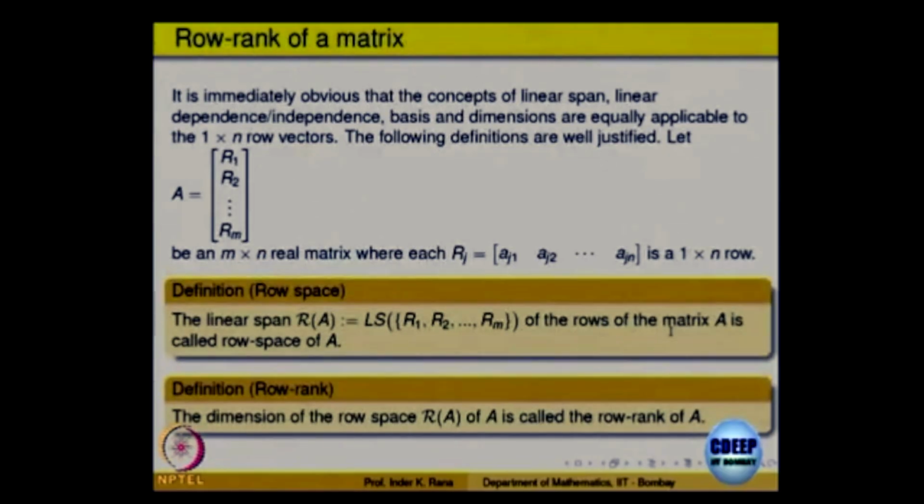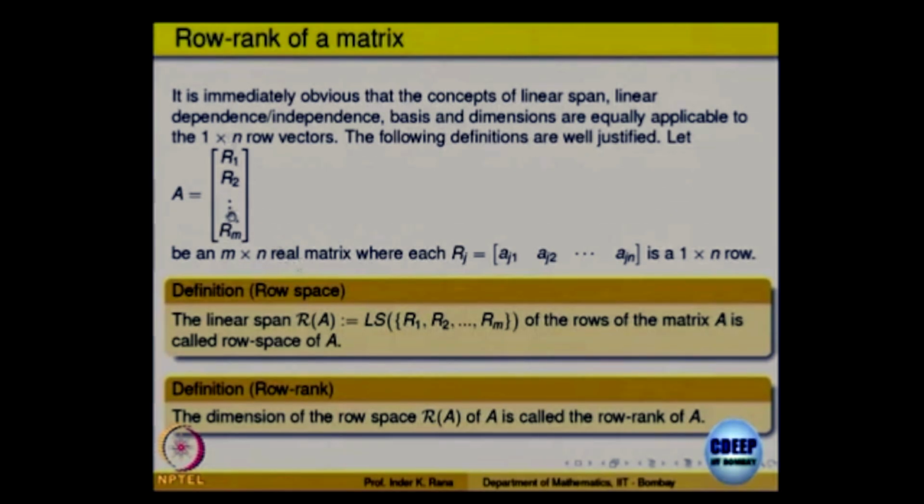Let us look at some vector spaces associated with a matrix. So let us take a matrix A, and these are the row vectors R1, R2 and Rm. There are m rows and each row is a vector of length n. So this is m rows and n columns. Each row vector has got n components, right? So this is an m cross n matrix.